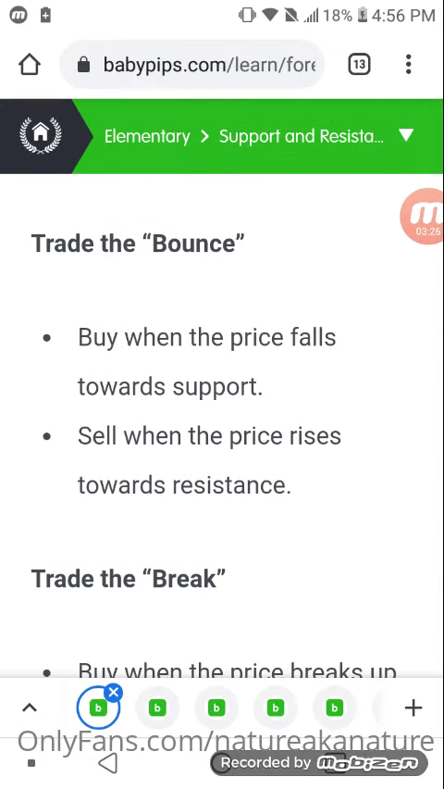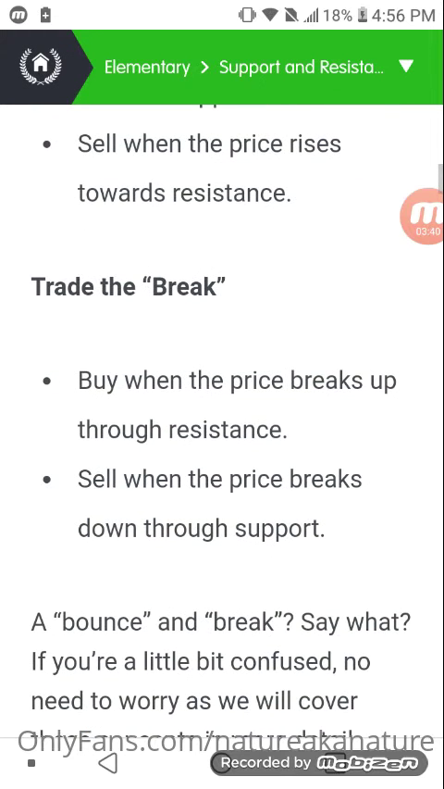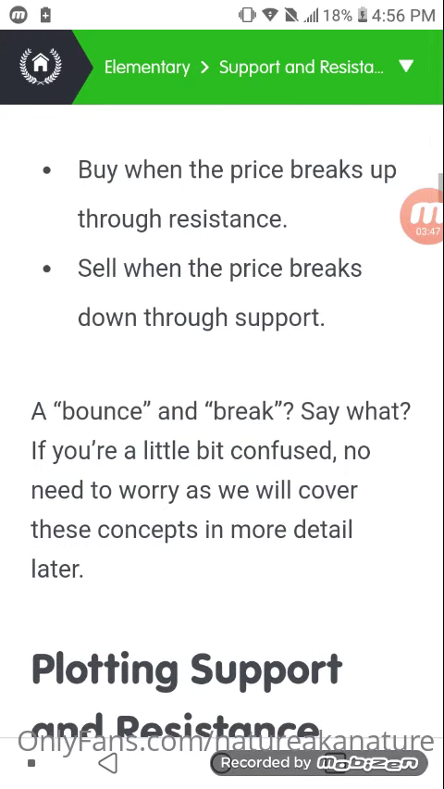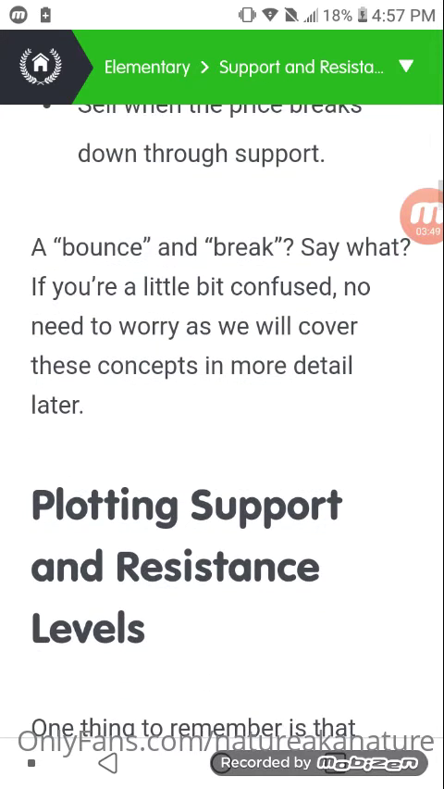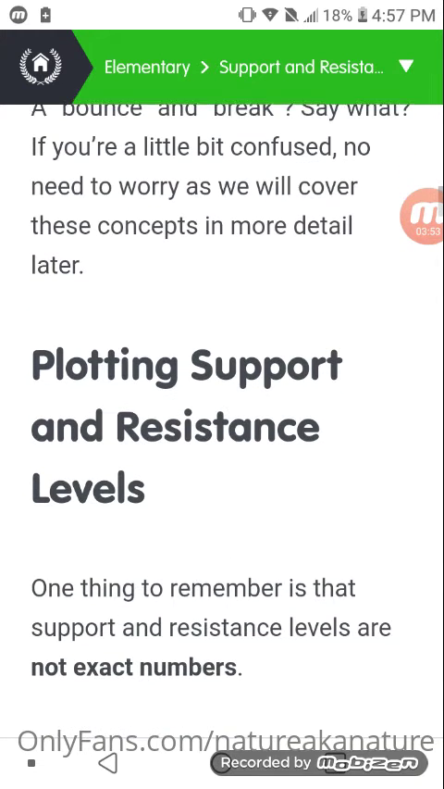Also, trade the bounce. We went over the bounce already, but the bounce is to buy when price falls towards support, and sell when price rises towards the resistance. That's known as the bounce. And the break is to buy when price breaks through resistance, and to sell when price breaks through support. I know it might sound a little confusing. We already went over this concept before, but we'll go over it again.